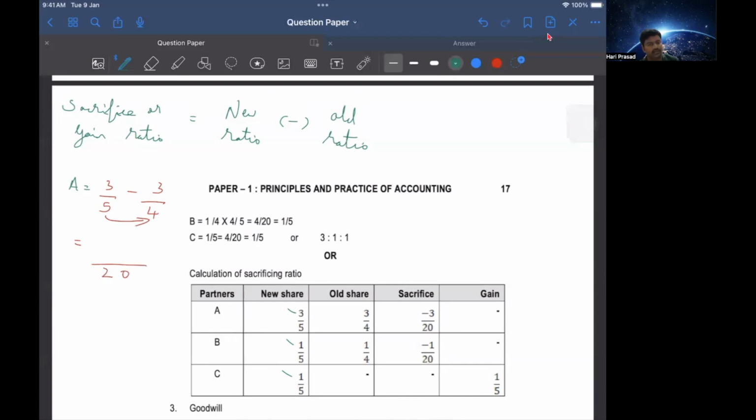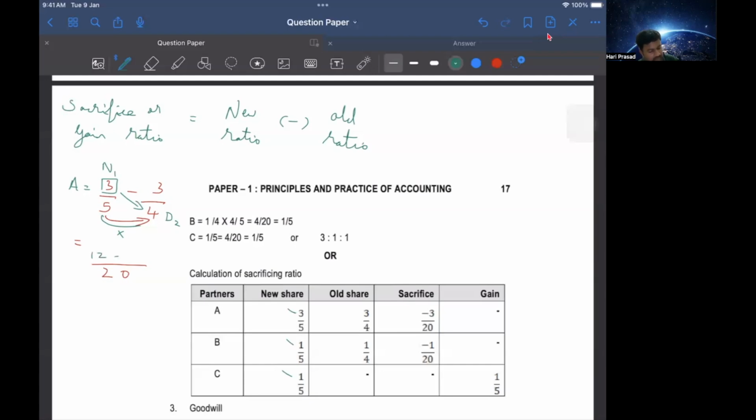To subtract fractions, the first step is to multiply the denominators. 5 into 4, 20. Next is multiply the numerator 1 into denominator 2. Okay. What is 3 into 4? 12.